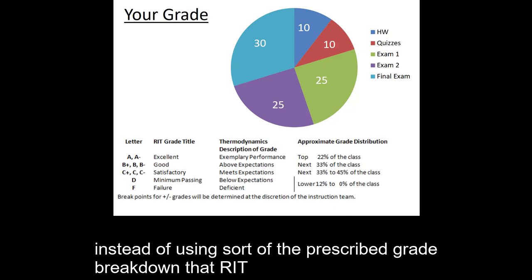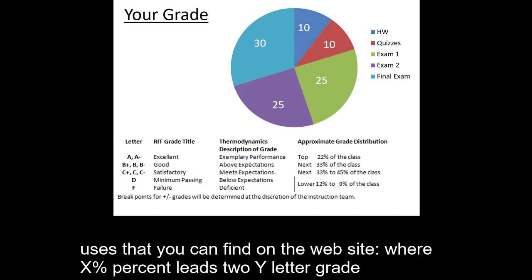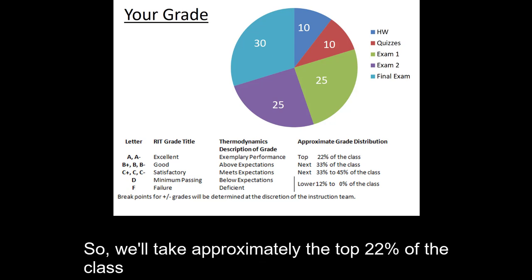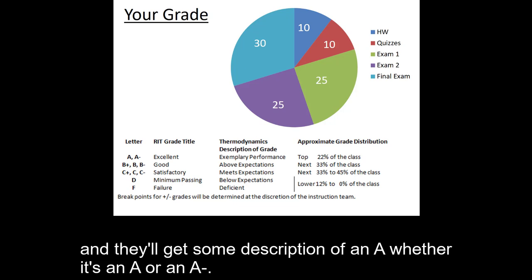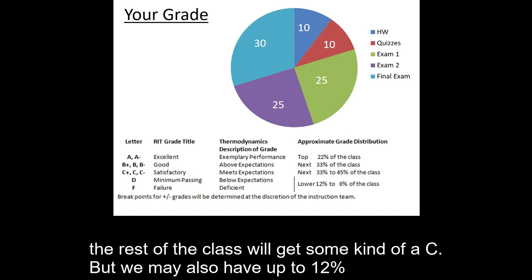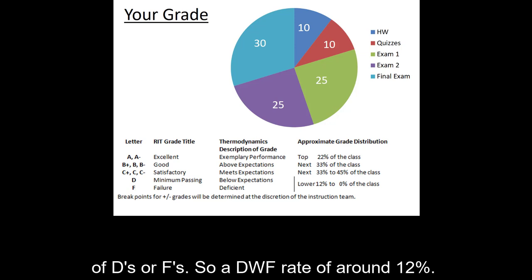So instead of using the prescribed grade breakdown that RIT uses that you can find on the website, where X% leads to Y letter grade, we're going to look at the distribution of grades in the class at the end of the class. So we'll take approximately the top 22% of the class and they'll get some description of an A, whether it's an A or an A minus. The next third of the class will get some kind of a B, and then hopefully the rest of the class will get some kind of a C, but we may also have up to 12% of D's or F's, a DWF rate of around 12%.